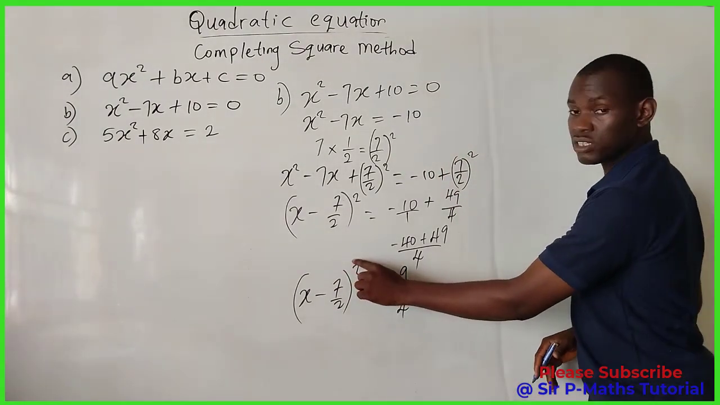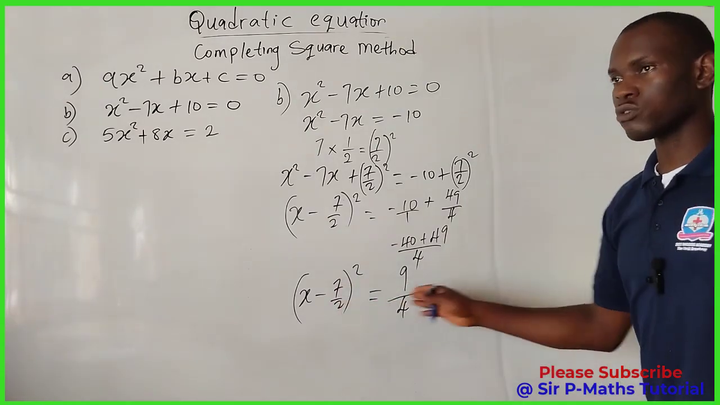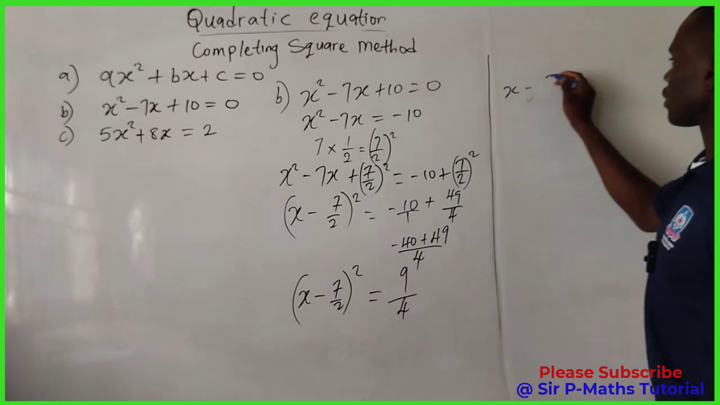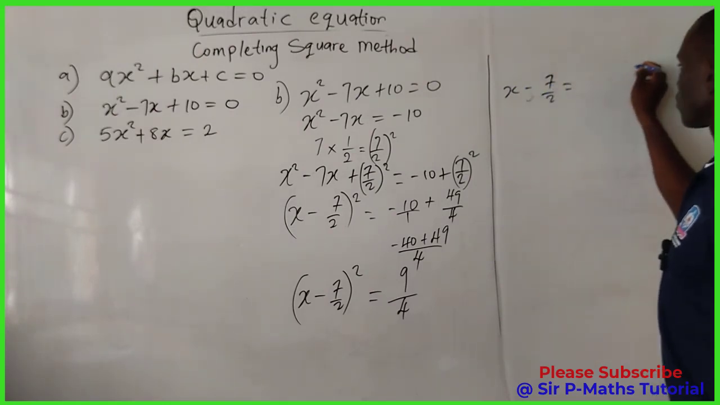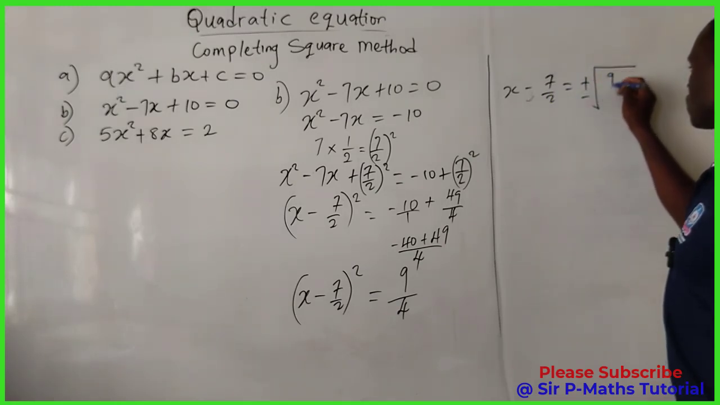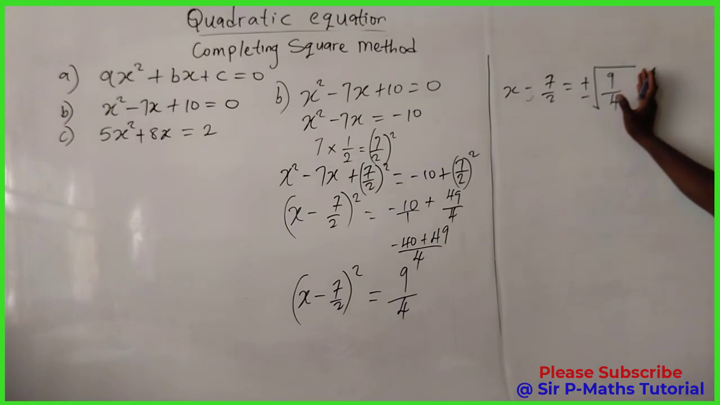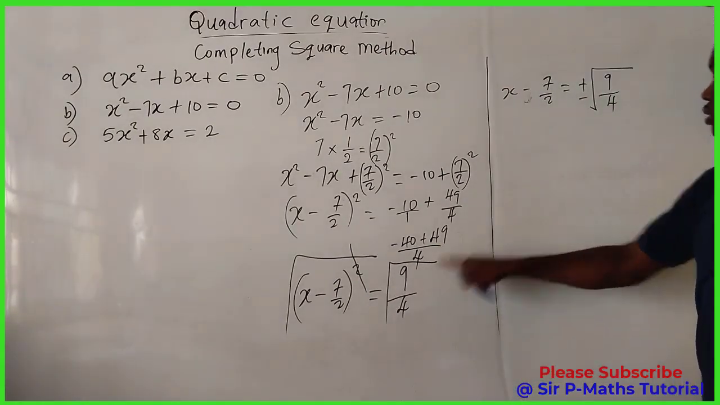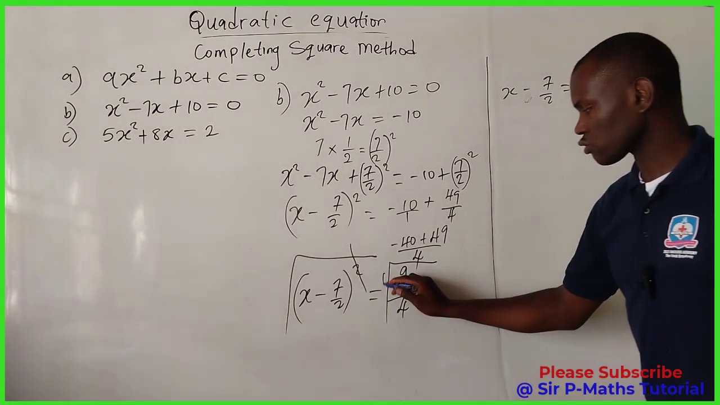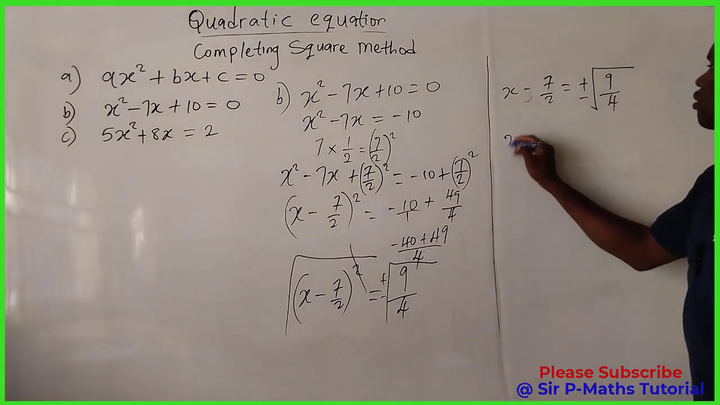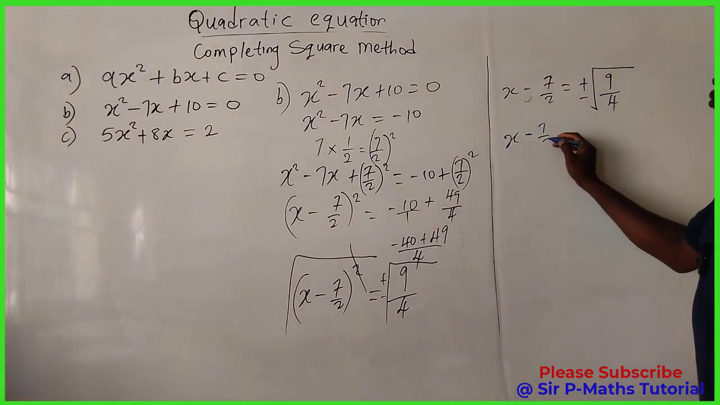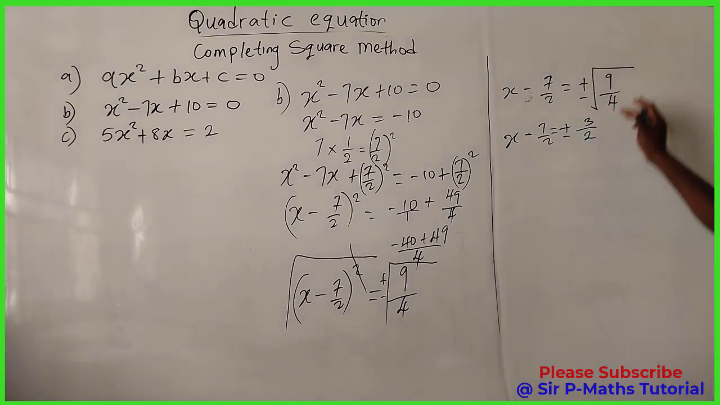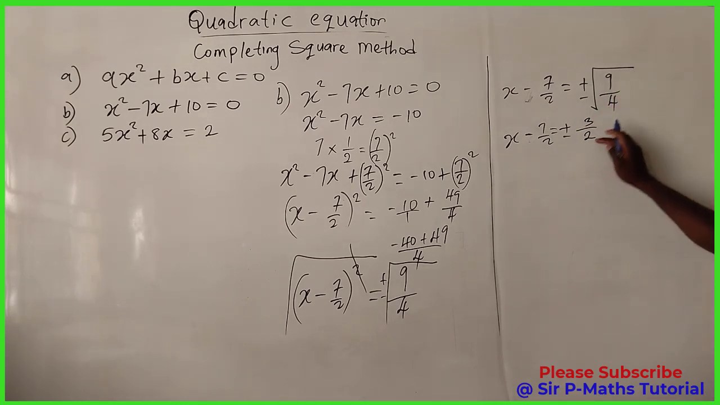Then the next thing we do is to remove this square. How do we do that? Take the square root of both sides. I'll have x minus 7 over 2 equal to square root of plus or minus 9 over 4. I've taken the square root of the two sides, all right, so that this square will cancel the square root. We now have square root of 9 over 4. But you have to put plus or minus because we are solving a quadratic equation. So I'll have x minus 7 over 2 to be equal to plus or minus 3 over 2. Square root of 9 is 3. Square root of 4 is 2.